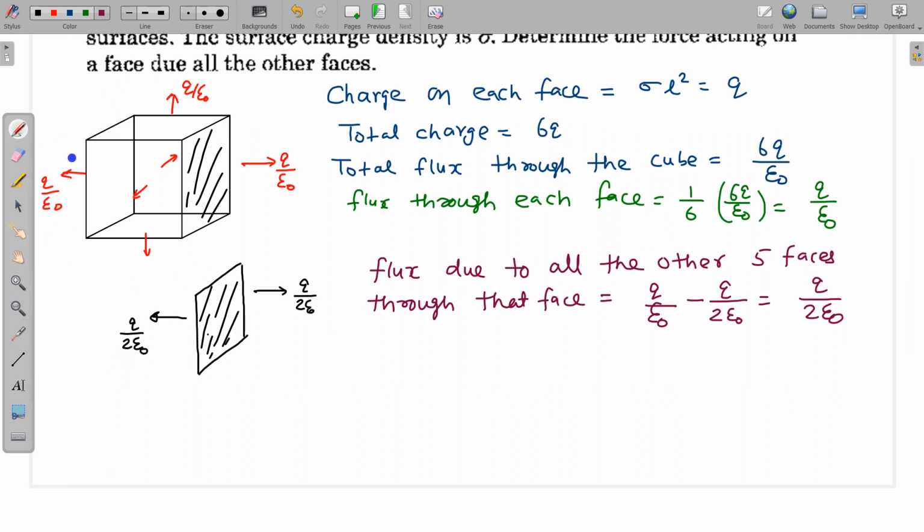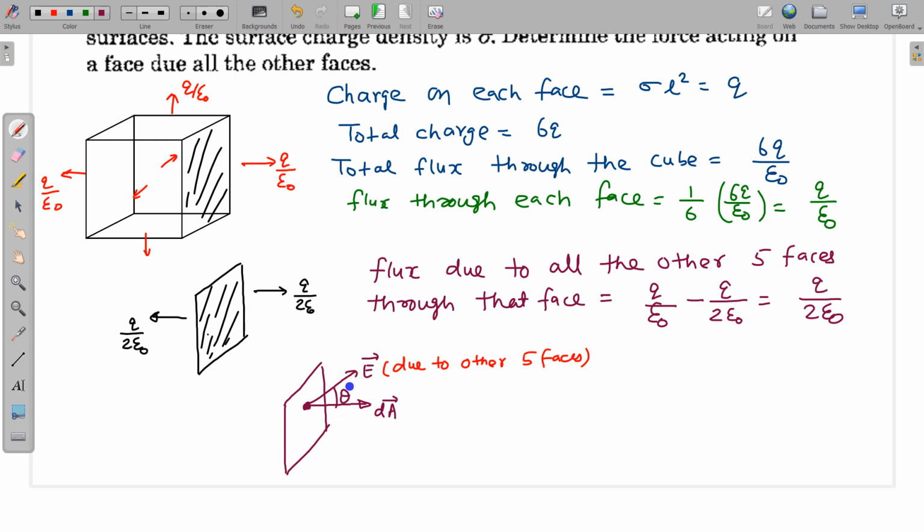And how can we find the force? Suppose we are going to find the force on this face, which is like this, and let us take a very small area on this. Suppose this is a very small area dA, and this dA vector is like this. Let us assume the electric field here is something like this. Suppose this is the electric field vector, and this is the electric field due to the other 5 faces, and suppose the angle between E and dA is theta.